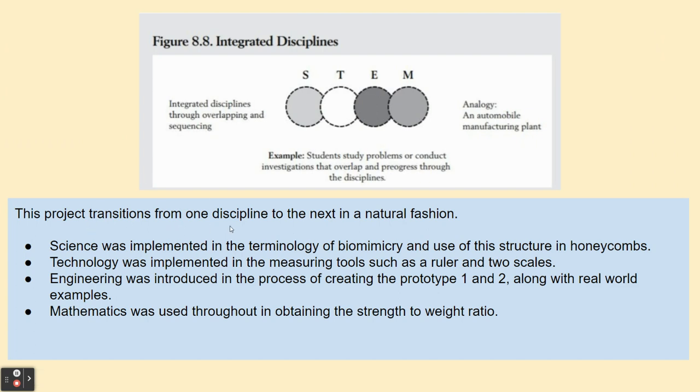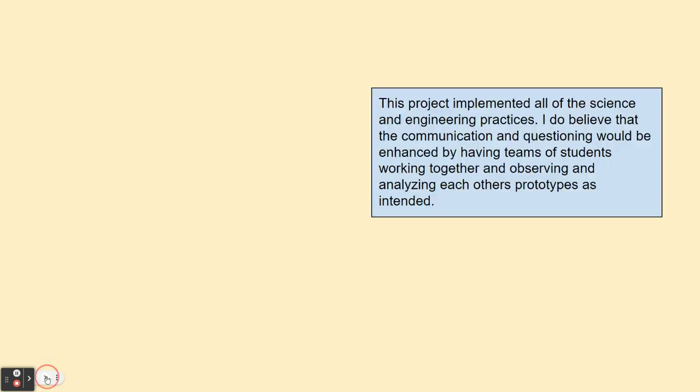So this project transitions from one discipline to the next in a natural fashion. So we've got science with the terminology of biomimicry and the video on that, technology and the measuring tools like ruler and the different scales that were used. Engineering was introduced in the process of creating prototypes 1 and 2, along with real world examples. Mathematics was taught through obtaining the strength to weight ratio.